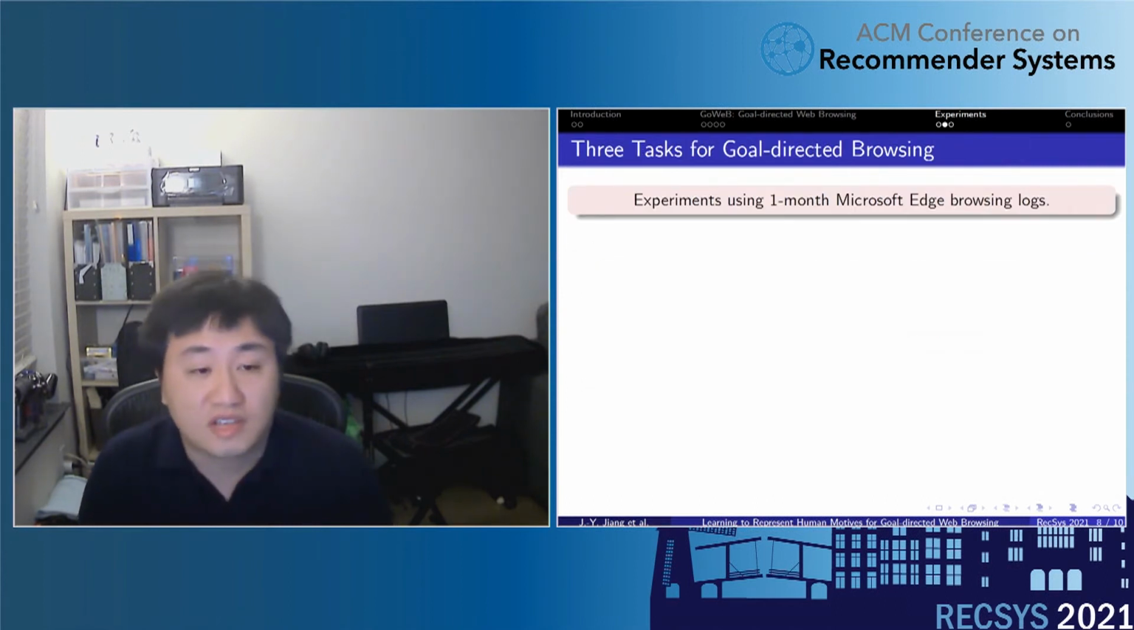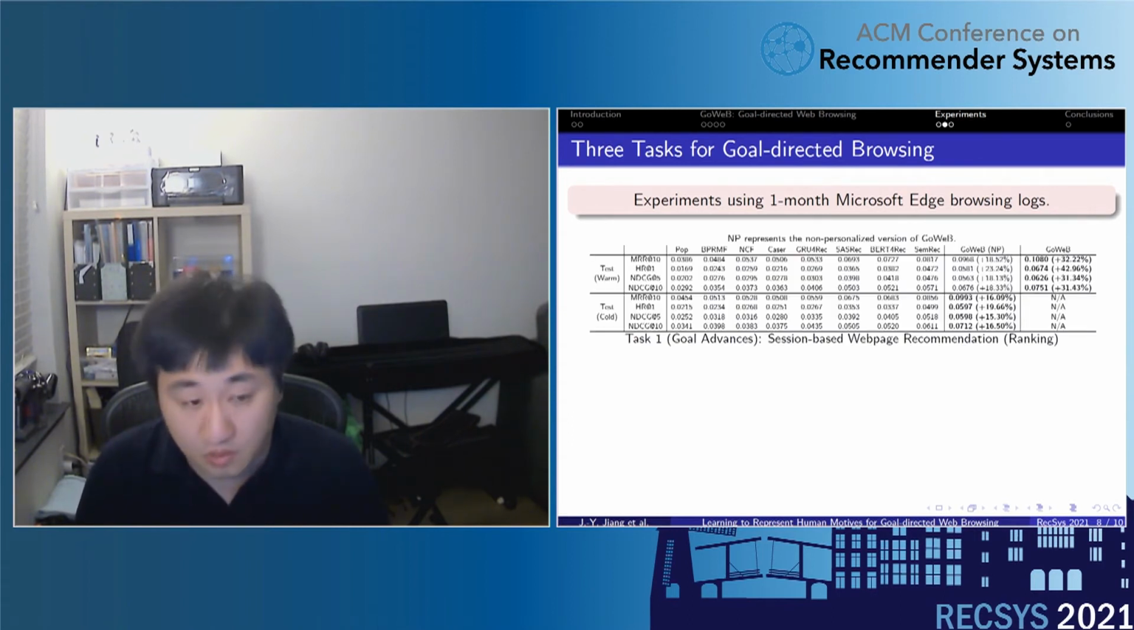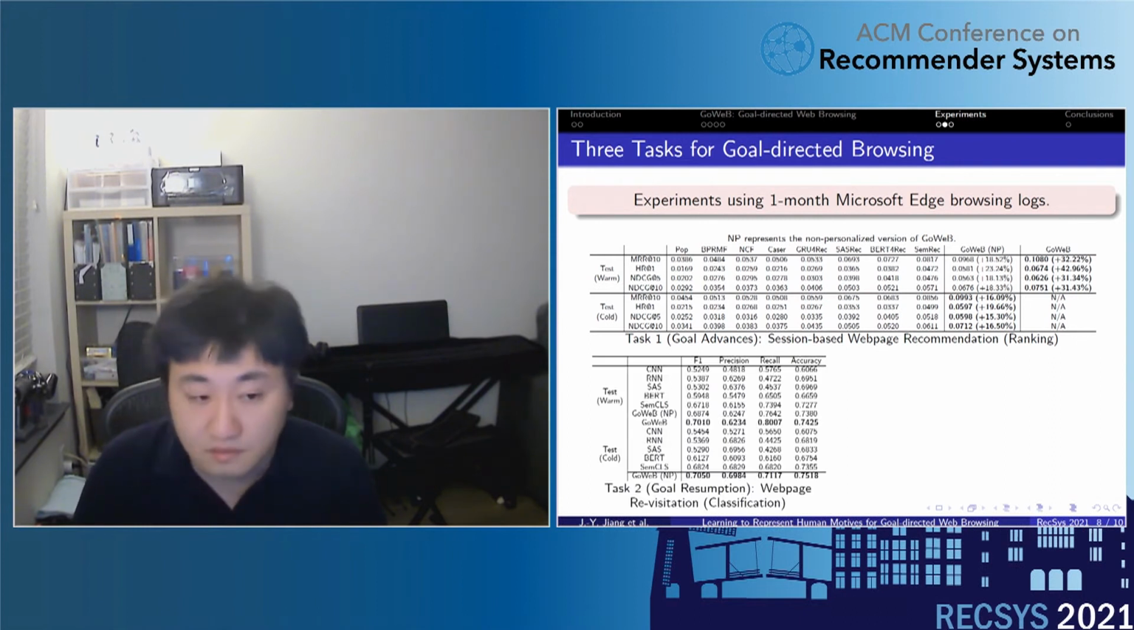And we evaluate on three tasks and use one month of Microsoft Edge browsing logs. For the first task, we evaluated the web page recommendation initialization, and this is a ranking task. Then we can see our model outperforms all of the baseline methods, and the personalization also works.